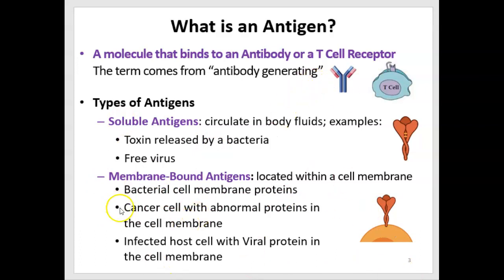In addition, another example is that when our cells become cancerous, they produce abnormal proteins that get inserted in the membrane. And so that would be another example of a membrane-bound antigen that the immune system could respond to because it's abnormal.